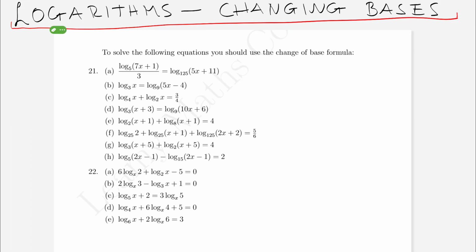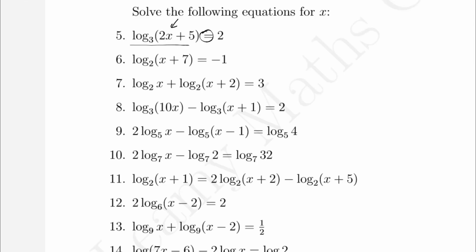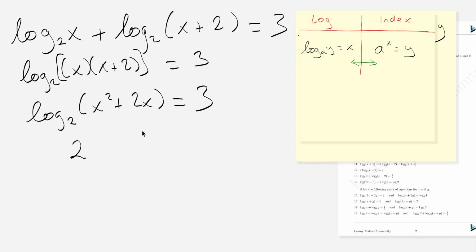Now we will have a look at changing bases with logarithms. So we've already looked at some examples in the previous video of equations with logarithms, and I showed you a couple of different examples where we were using our rules to change it from a logarithmic equation into an algebraic equation and then solving the algebraic equation.